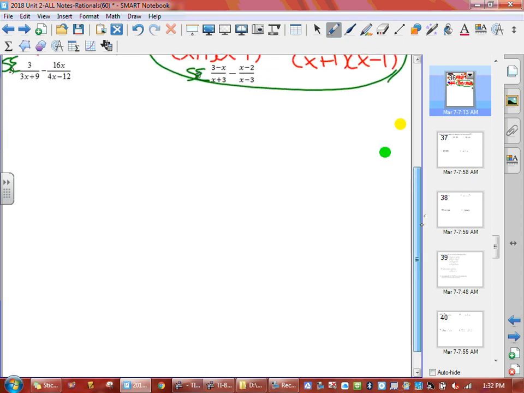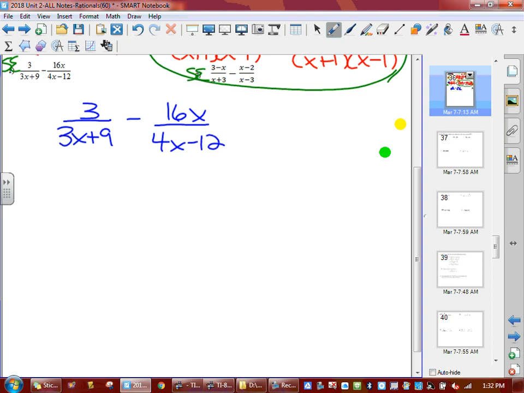All right, letter F. We've got 3 over 3x plus 9 minus 16x over 4x minus 12. The first step is to always factor the bottom to see if they have common factors, right? So we're going to GCF the bottom. There's no x squareds to do diamonds, so we have to just GCF it. Here we GCF a 3 out and get x plus 3. Here we GCF a 4 out and get x minus 3.